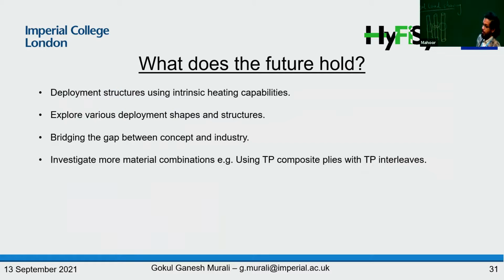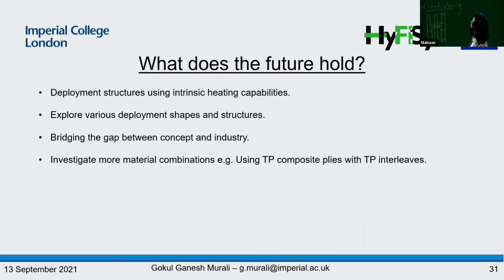So what does the future hold for us? We can think of creating deployable structures capable of intrinsic heating, so that we can just take a layup somewhere and then just deploy it. We can also create complex structures. Now we are able to create straight deployment and curve deployment, so now you can just use your imagination to create more complex structures. There are some technical limitations, but this can also be done.